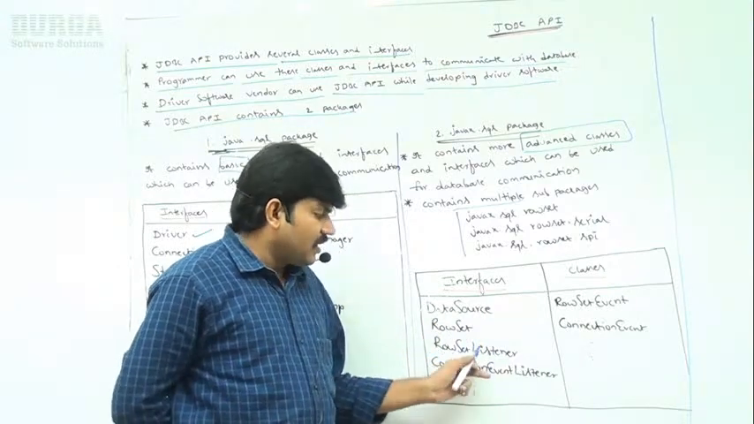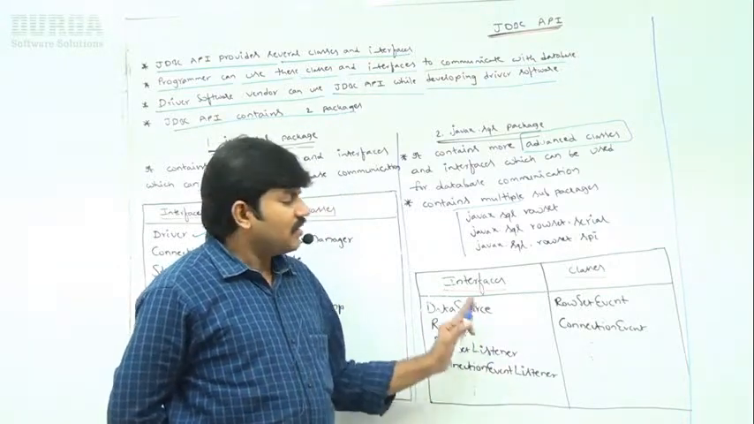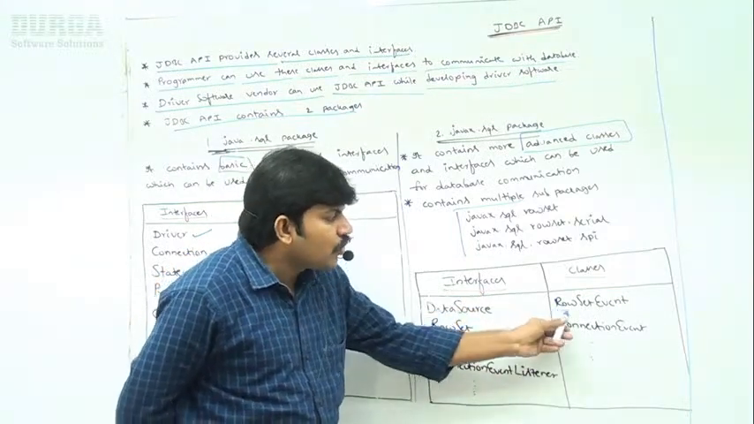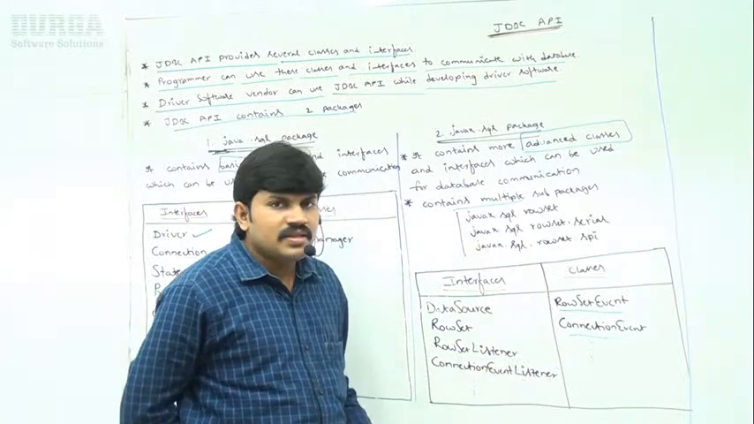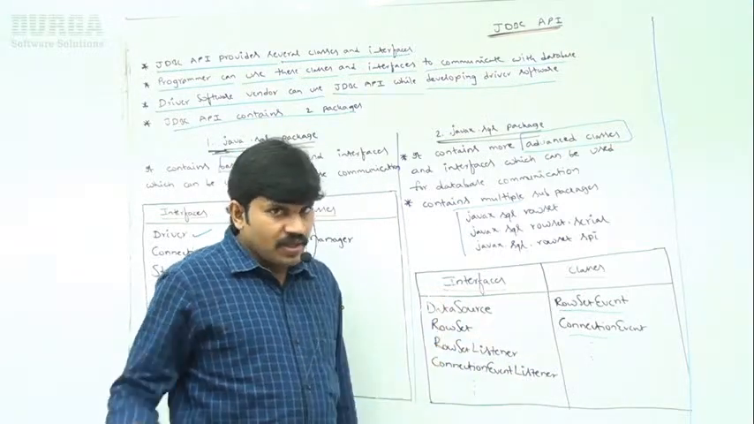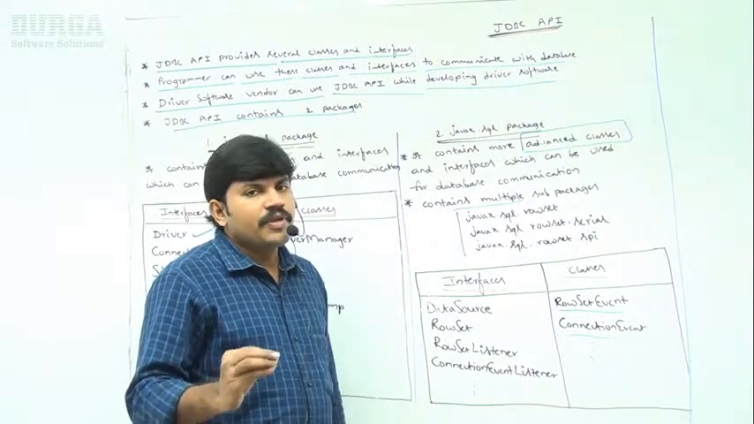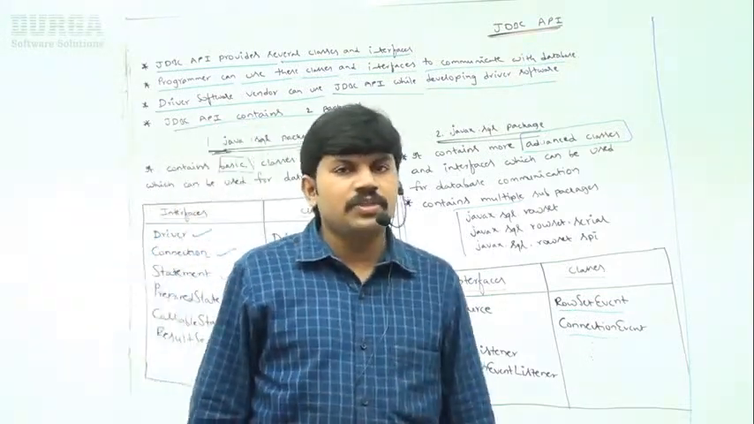Next, RowSetListener, ConnectionEventListener. There are several interfaces. Similarly, RowSetEvent and ConnectionEvent are important classes, right? Clear? Any doubt about this terminology? Okay, that's all.